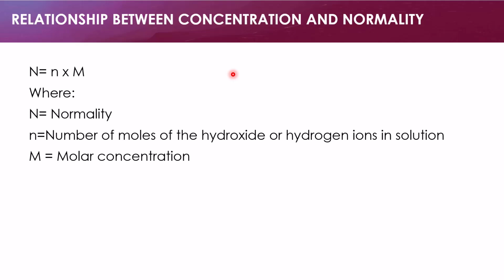So, relationship between concentration and normality. The relationship between concentration and normality is given as this equation. Where the big N is the normality, the small n happens to be the number of moles of the hydroxide or hydrogen ions in solution, and the big M happens to be the molar concentration.